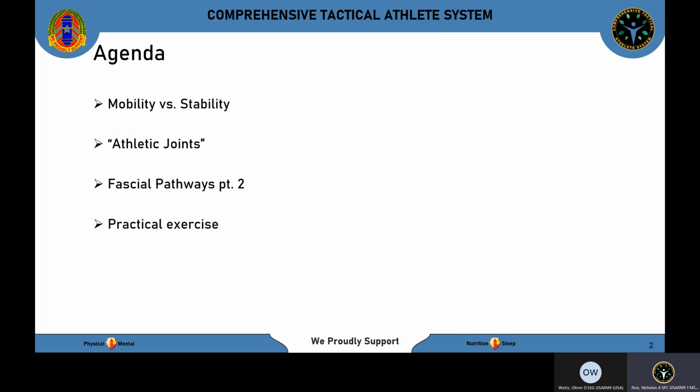So in this block of instruction, we're going to get deeper into the differences between the definitions of mobility and stability. We're going to use that to talk about the athletic joints. There are myriad joints within the body, but from our perspective, not necessarily being a physical therapist or an anatomist, we need to talk about what is practical for us and our soldiers to manipulate. We're going to revisit fascial pathways, which we introduced in the physiology class, compounding that knowledge with the athletic joints. And then, time permitting, we'll do some form of a practical exercise here on mobility.